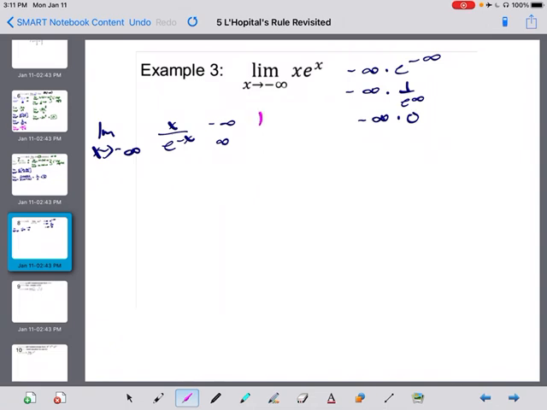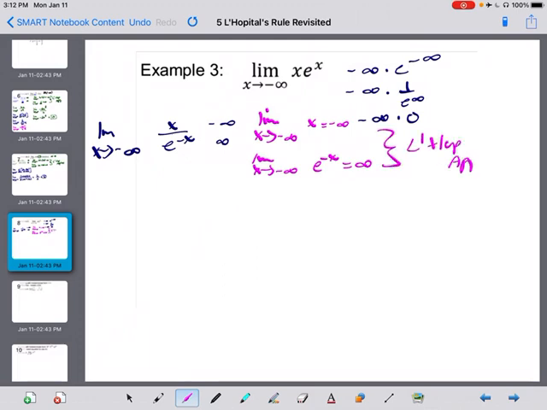So I will now make it official and write the limit as x approaches negative infinity of x is equal to negative infinity. And then the limit as x approaches negative infinity of e to the negative x is also equal to some form of infinity. Therefore, L'Hopital applies.